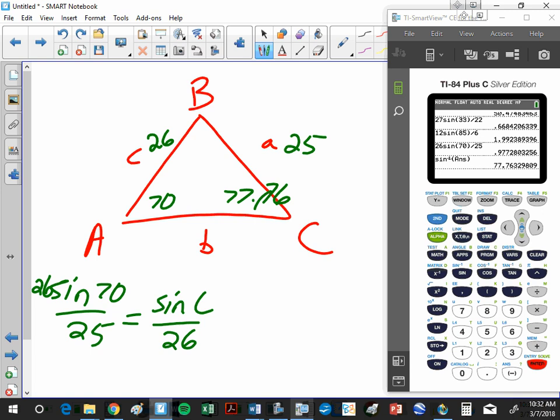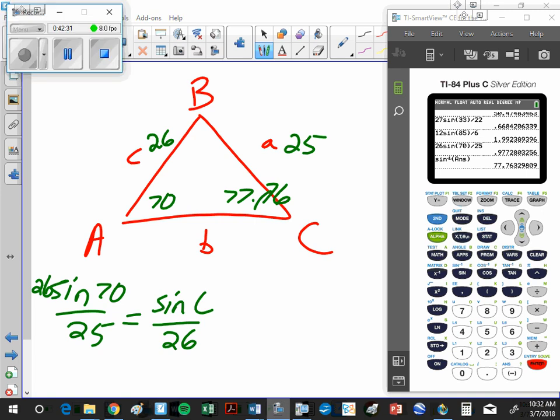Okay? So I now have enough information to finish the triangle. So finish the triangle. You know how to do that, right? Now, we need to figure out the second triangle. Great. So I have this triangle here, 26, 25, 70 is that angle, and this angle is 77.76. And then you finish it. Then you draw the second triangle, and that's where the problems come in.